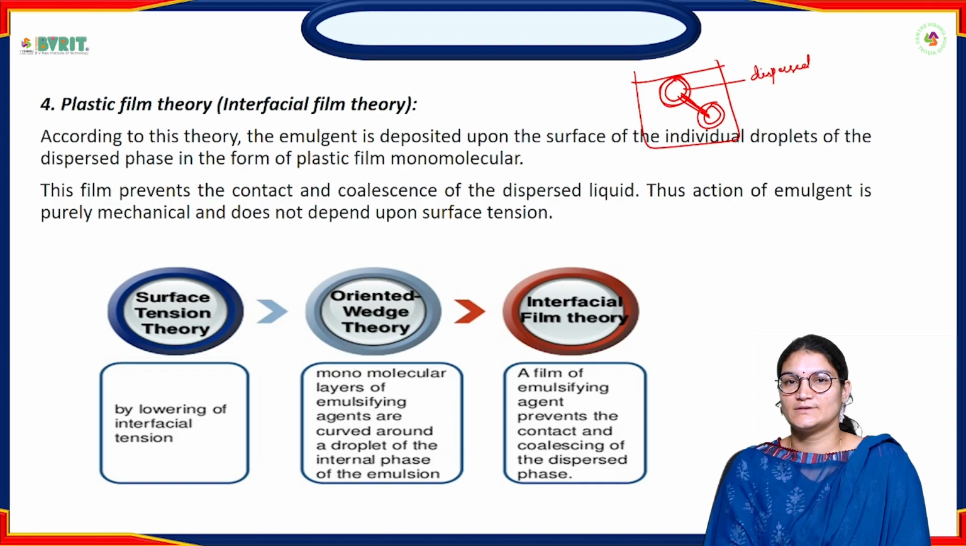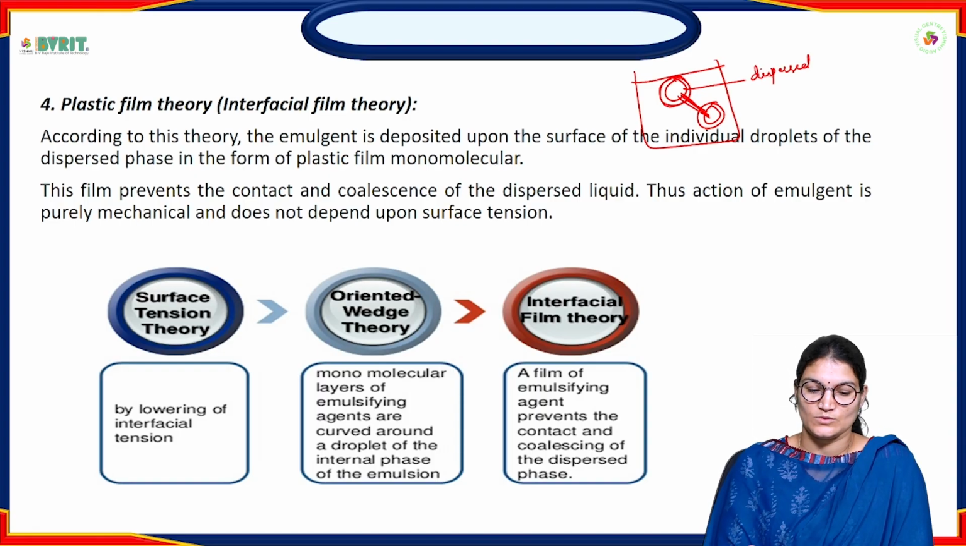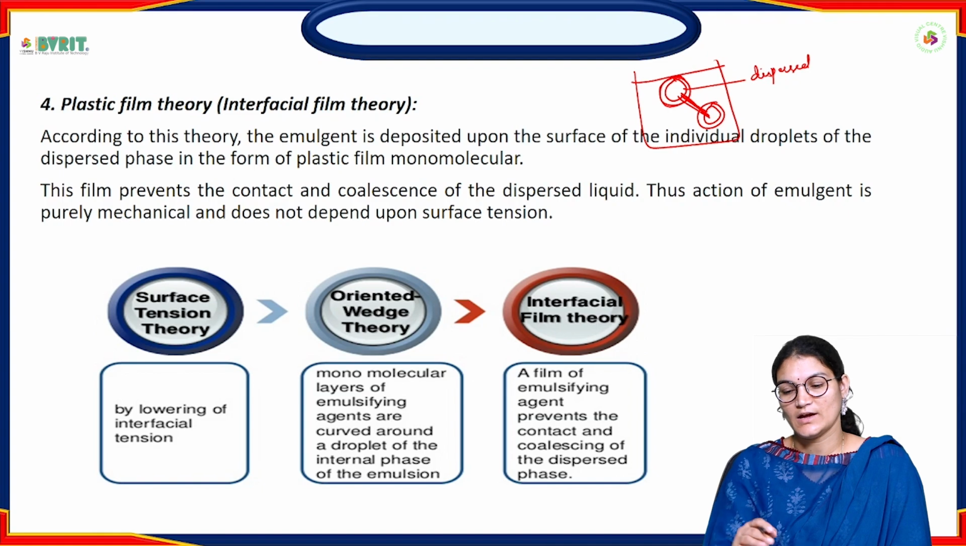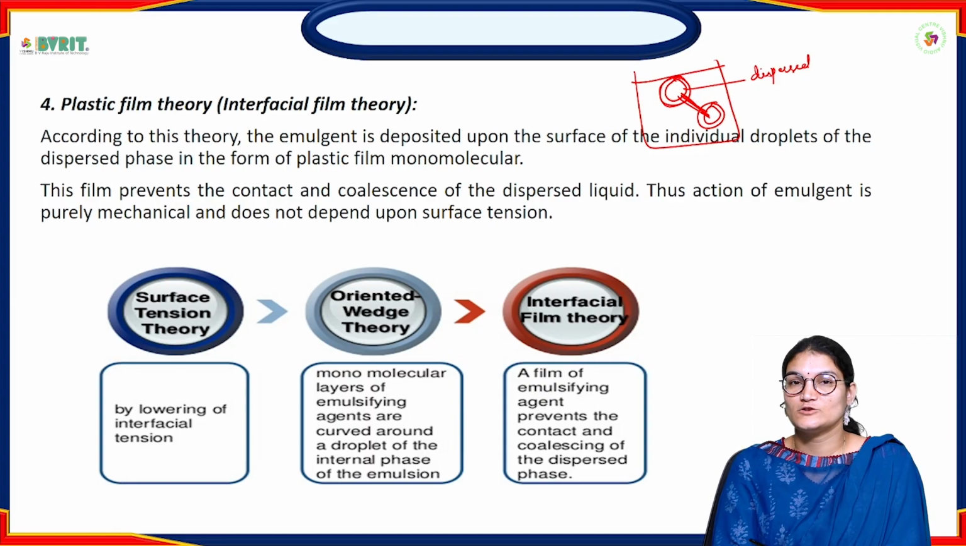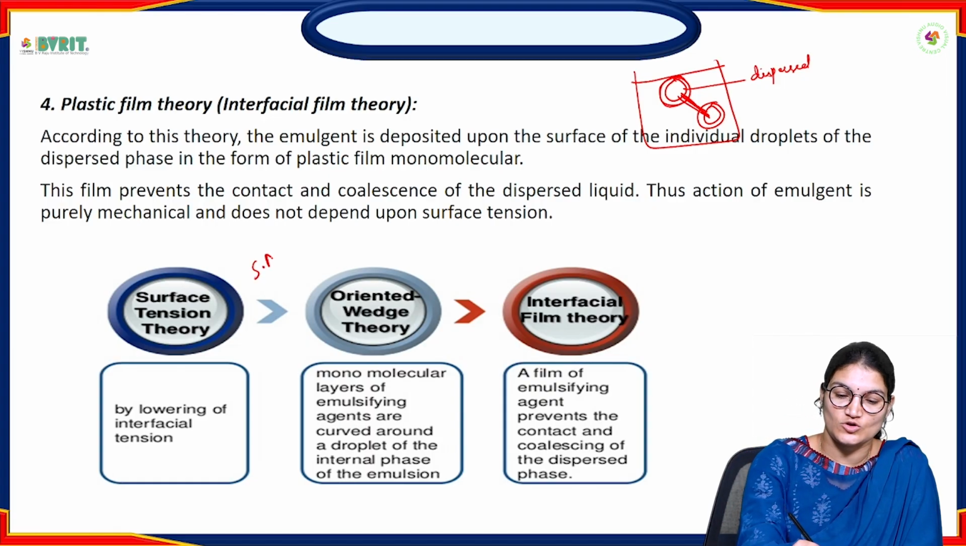So I would like to conclude, there are four theories. One is surface tension theory, surface adsorption theory, oriented wedge theory, and interfacial film theory. The main point of surface tension theory is that it has to lower the interfacial tension between the two immiscible liquids. Coming to the surface adsorption theory, here we have to lower the adhesive forces between the liquid and the solvent.